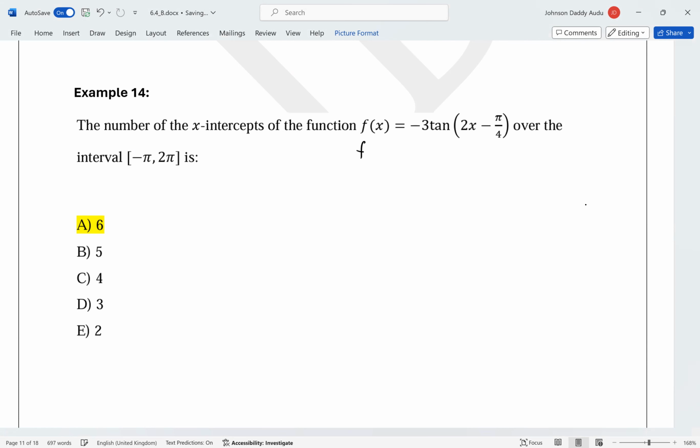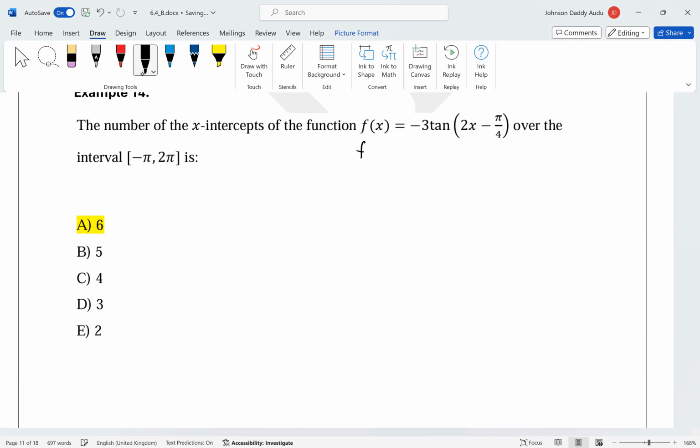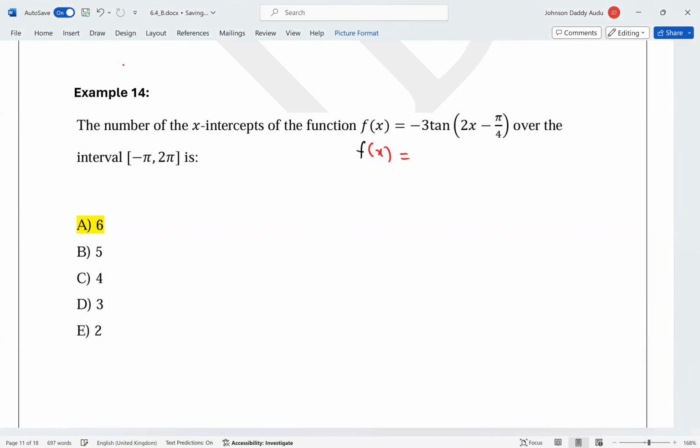So we should know that this function we can rewrite as f of x equals minus 3 sine of (2x minus pi over 4) over cosine (2x minus pi over 4). This is the graph of tan. So tan is sine over cosine.